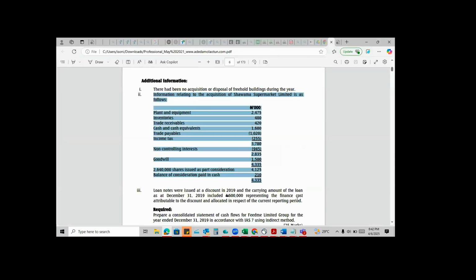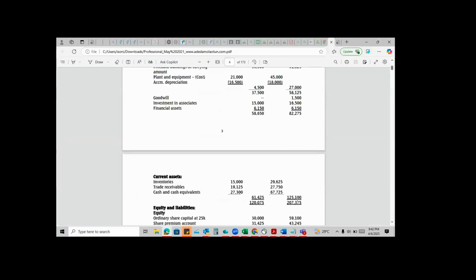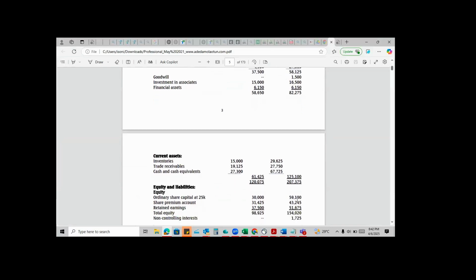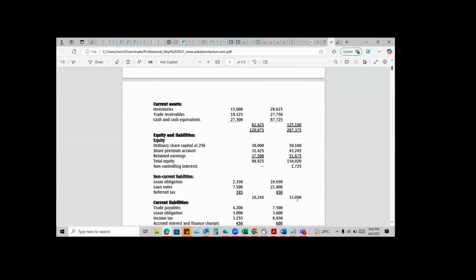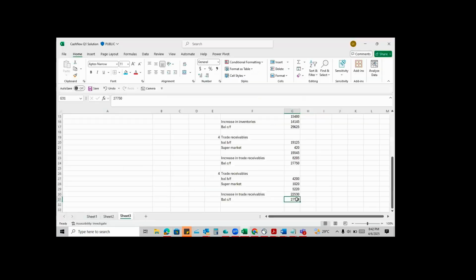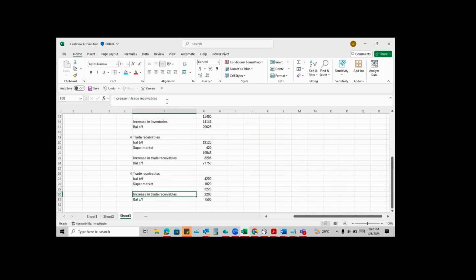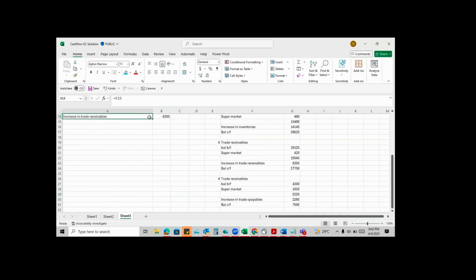What did they close with? They closed with 7.5. So therefore, what we have as increase is 2,280. Now this is payables, right? So I'm going to say increase in payables. I'll treat it as it is.